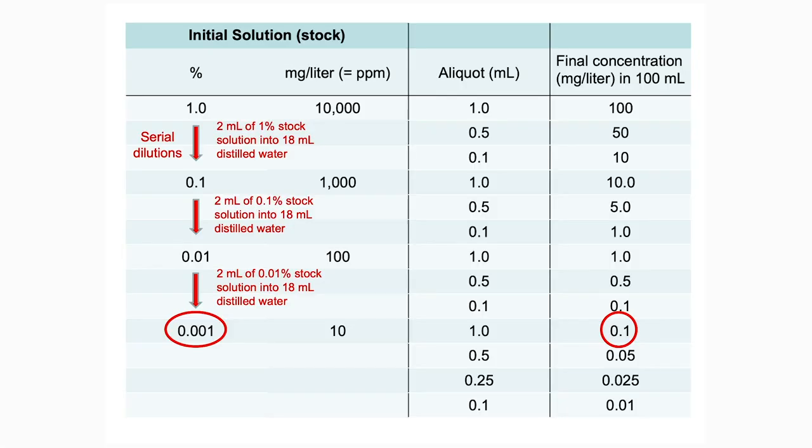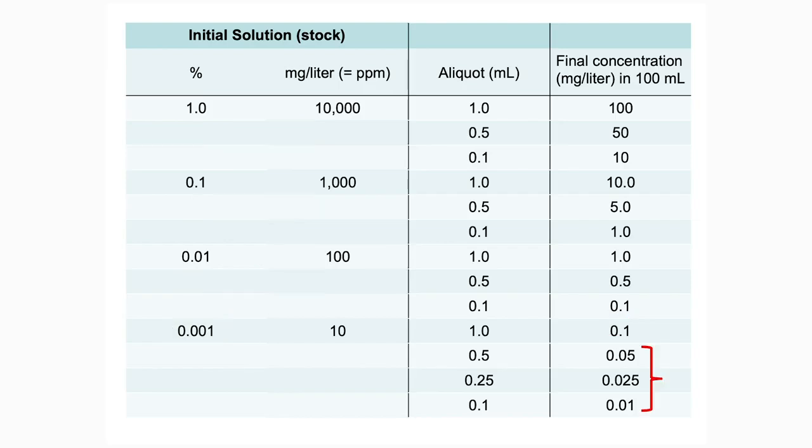Now, we also want to have a range of test concentrations that might include the following 3 concentrations: 0.01 milligrams per liter, 0.025 milligrams per liter, and 0.05 milligrams per liter. We would make solutions of these concentrations by adding 100, 250, or 500 microliters of the 0.001% stock solution to each bioassay cup. In this example, 50% mortality of the mosquito larvae is expected to occur at about 0.038 milligrams per liter.